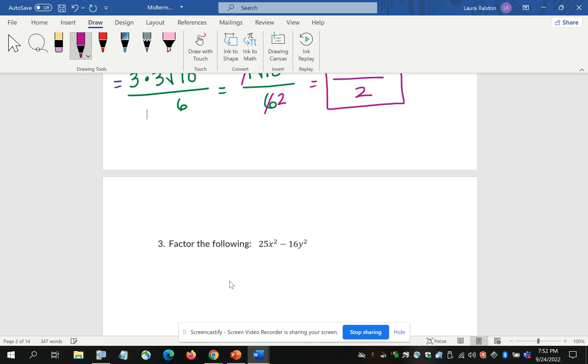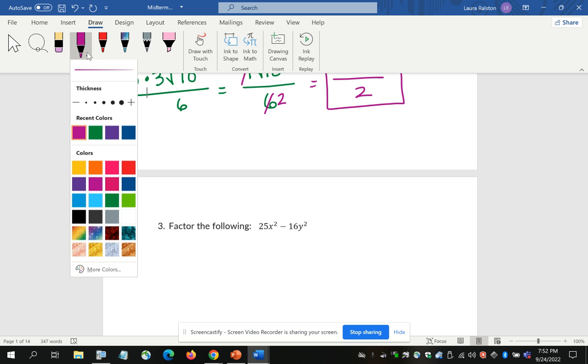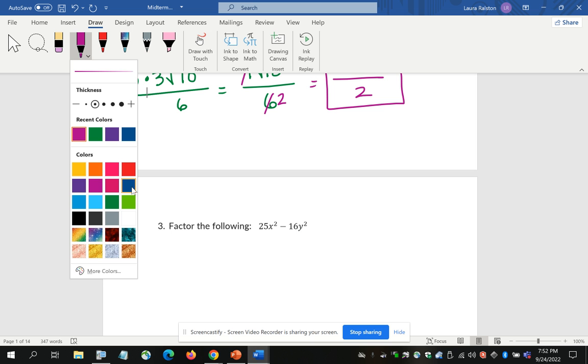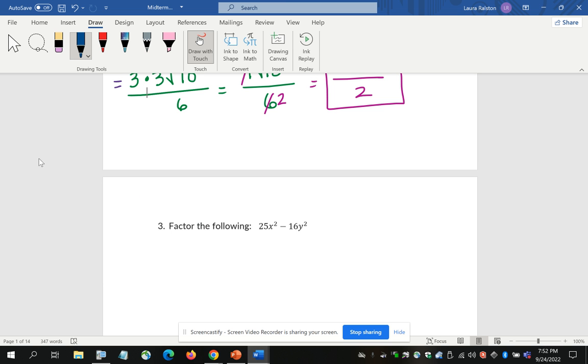Next, we're asked to factor 25x squared minus 16y squared. One of the first things that jumps out at me in this particular scenario is that I have 2 terms. And typically when I have 2 terms, I want to consider, do I have the difference of 2 squares, the difference of 2 cubes, or the sum of 2 cubes? I notice this one has a minus sign between it, so I have the options for the difference. And I also notice that my exponents are squared.